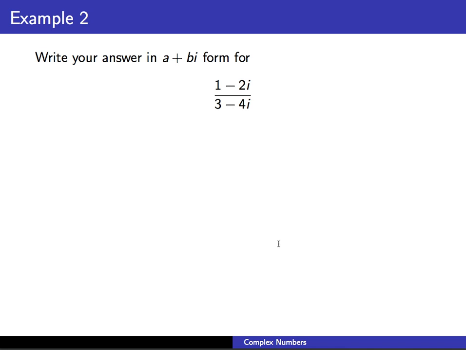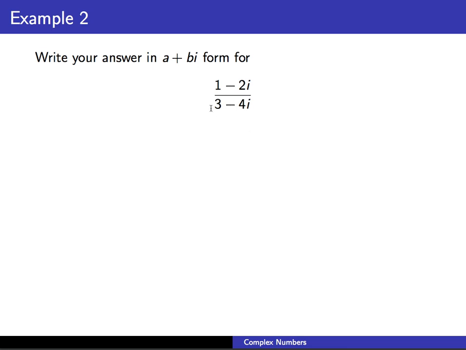All right, example 2, write your answer in a plus bi form. We're going to divide 1 minus 2i by 3 minus 4i. So I believe this was z divided by w from the previous video. Normally when you do division, you have just actual numbers that you can start dividing, like long division from elementary school. Can't really do that here.